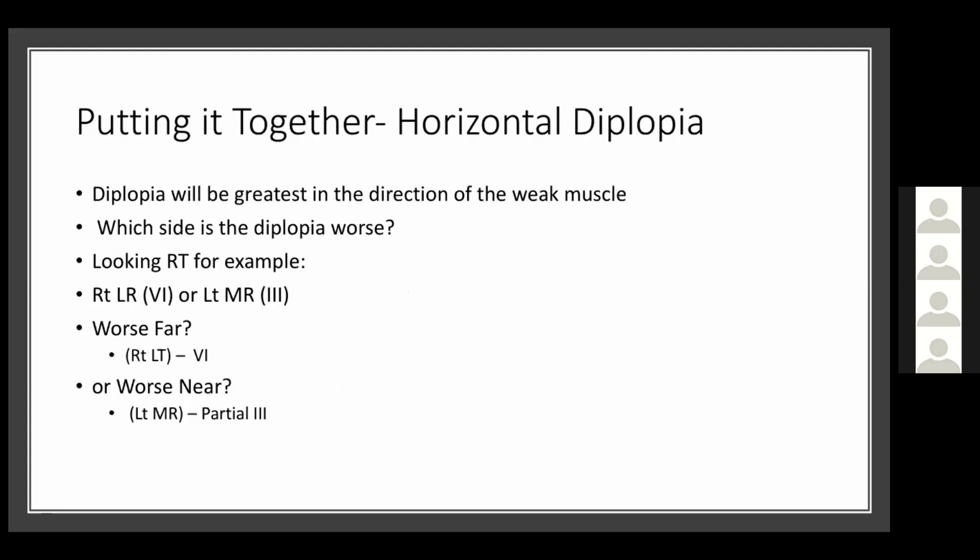So putting it together, if you have horizontal diplopia, the diplopia will be greatest in the direction of the weak muscle. So we'll ask which side is the worst. So let's say looking right is worse. So it's either the lateral rectus on the right side or the medial rectus on the left side. And then you will ask, is it worse looking far or looking near? If it's far, it's the sixth nerve. If it's near, it's the medial rectus on the other side, which represents a partial oculomotor nerve palsy.